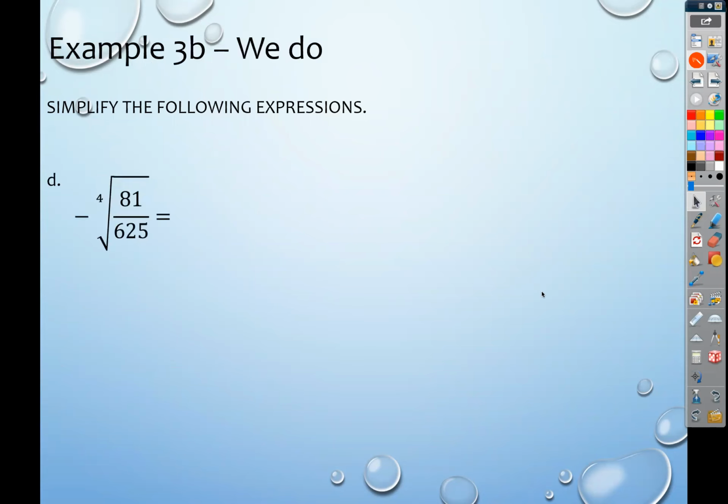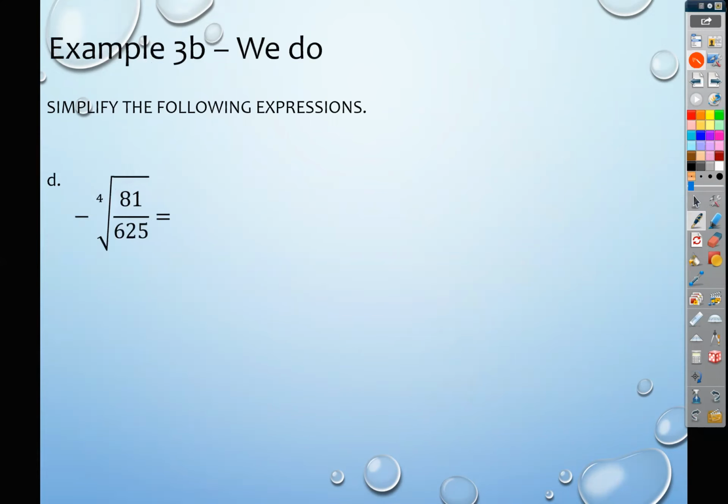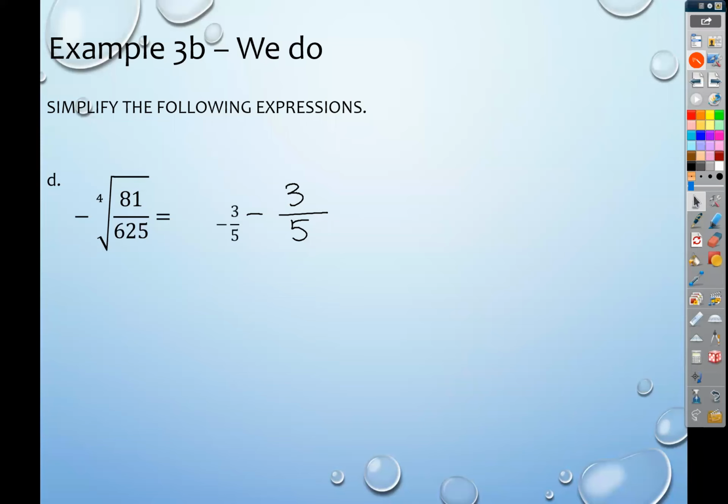Now let's do this one. So, okay, we have a negative in front, right? So I can keep a negative sign because of this. What times itself 4 times is going to give me 81? 9. What times itself 4 times is going to give me 625? 5. So it would just be negative 3/5.